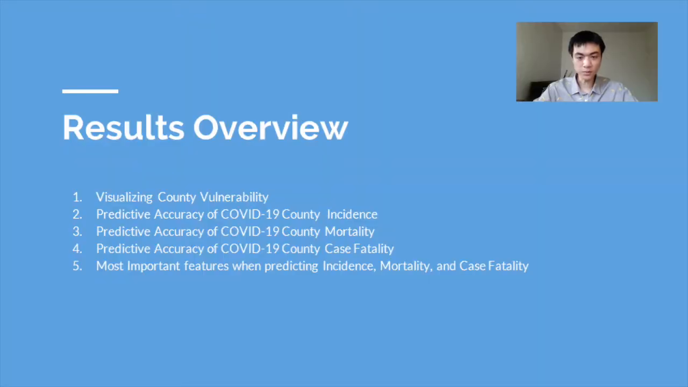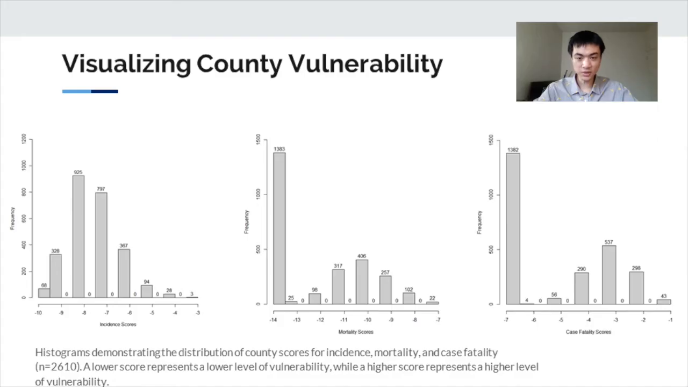So now we're going to move on to our results. First, we have histograms to visualize the distribution of all the computed county scores. On the left is incidence, in the middle is mortality, and on the right is case fatality. For each histogram, there's a total of 2,610 counties represented. We can see that the scores associated with death in their computation, so mortality and case fatality, have a lot of small values. This is good news because it indicates a very small proportion of individuals are dying due to COVID-19 in the majority of counties.